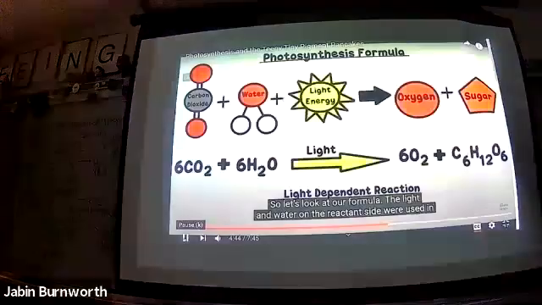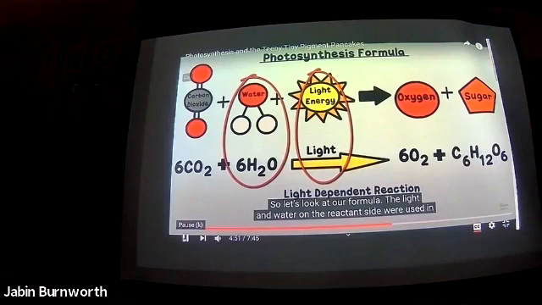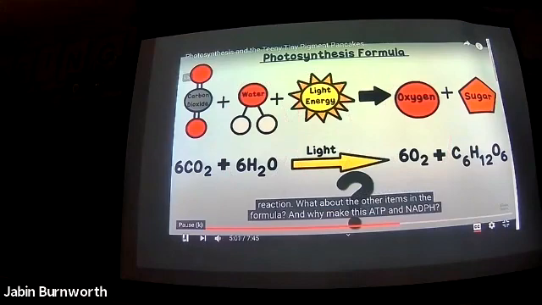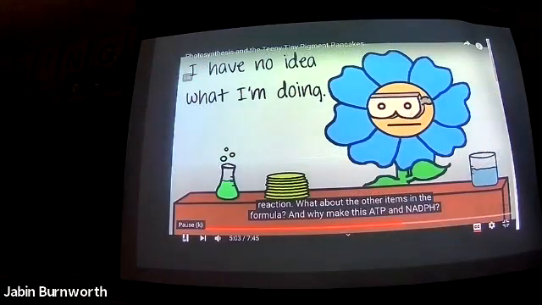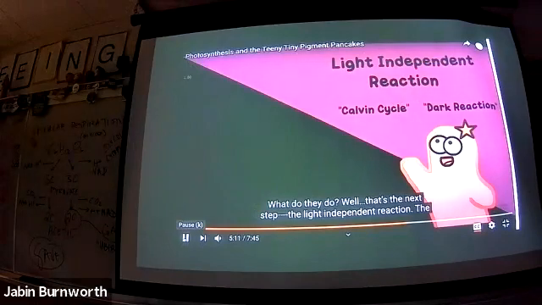So let's take a look at our formula to see what just happened. The light and the water on the reactant side were used in the light-dependent reaction. And the oxygen that was produced was also from this light-dependent reaction. Now, what about the other items in the formula? And why would you make this ATP and NADPH? What do they do? Where are they going to come in? Well, that's the next step, the light-independent reaction.